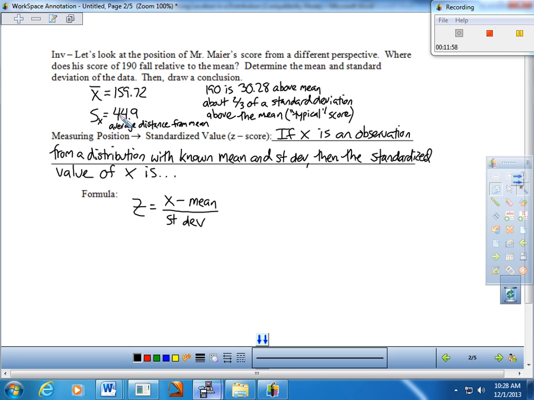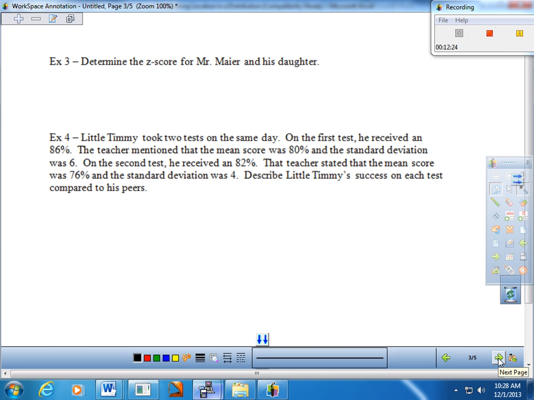Okay, perfect. So it says, determine the z-score for Mr. Meyer and his daughter, so we'll do it 2 times over. Again, easy calculation, not too bad. And then we'll do the example 4 right on below it here. So the z-score for me, a standardized score, my score was 190.